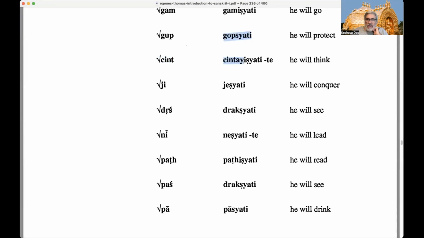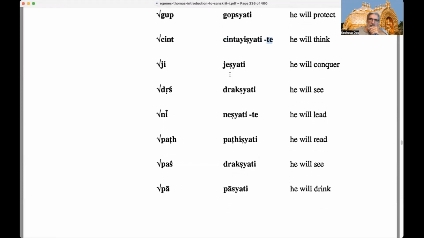Chint becomes, I'm not sure exactly what the chint should become. Chintai. Okay, so for some reason it becomes chintai, which is a stem, and then we add isha as the future marker, the future suffix, and then t in the active is the third person singular active ending, and te is the third person singular middle ending. He will think. Here's another one.